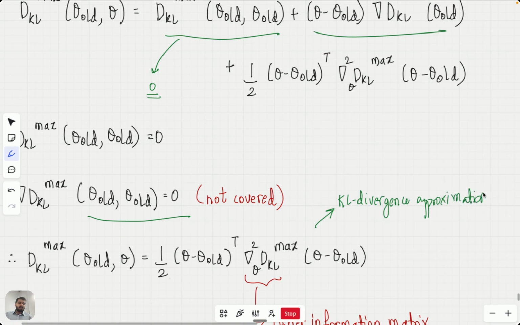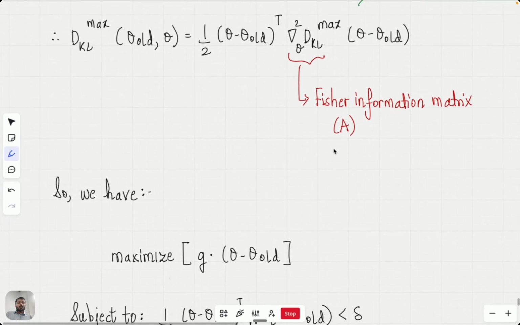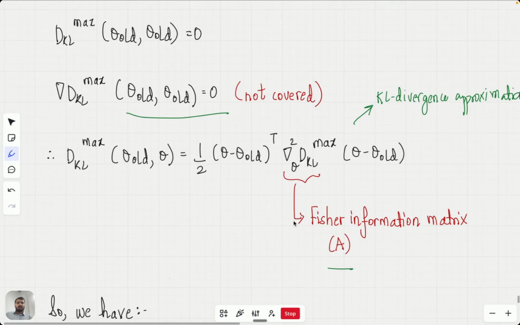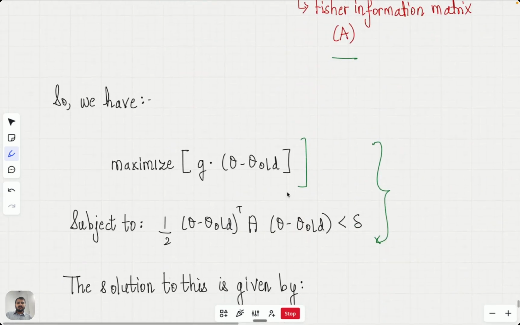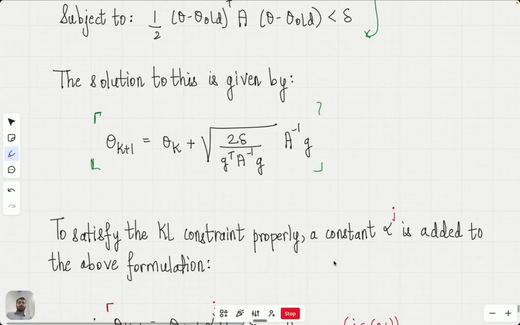And here you have this term which says grad square dkl max, which is called the Fisher information matrix, which is denoted by A. So the final expression is given by this. Maximize g into theta minus theta old, subject to half of theta minus theta old transpose into the Fisher information matrix into theta minus theta old less than delta. Now, this is something whose solution is given by this. This can be solved and the solution can be obtained.